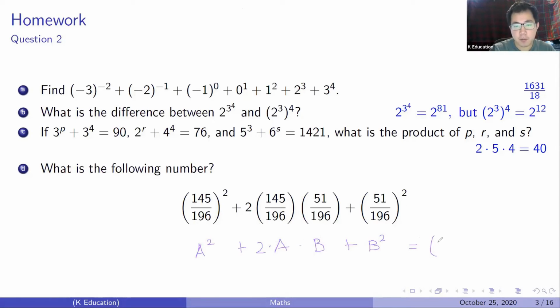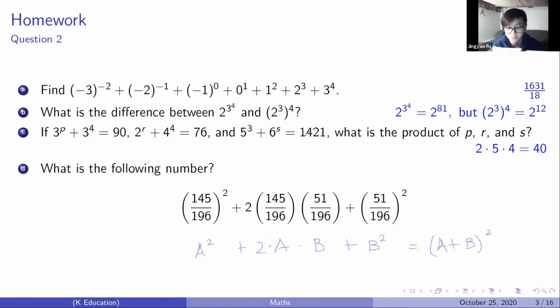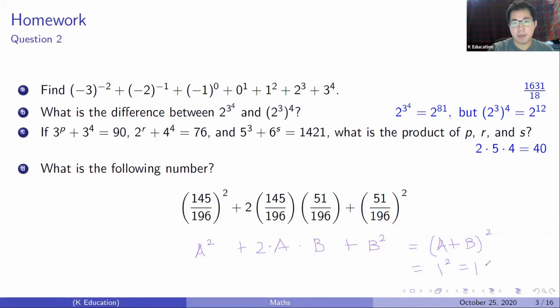Of course, if you had the patience to go through this, square all these big numbers, then you could have done that, but it's easier to realize that this is the case. And what is a plus b equal to? A plus b equals 1. Right, okay, and then 1 squared is just 1. So the answer is simply 1.